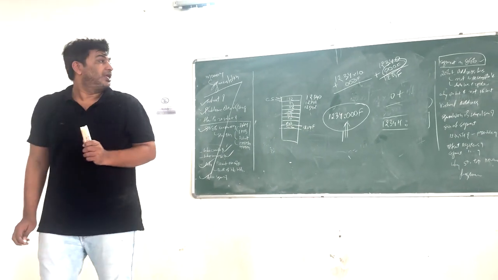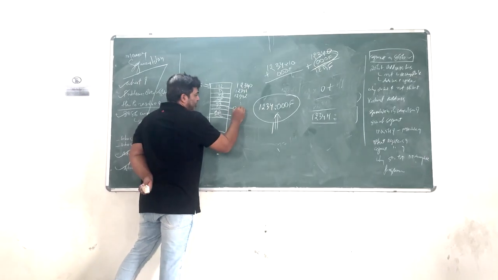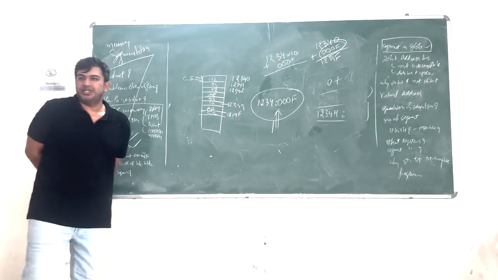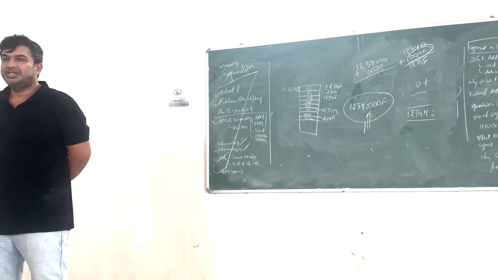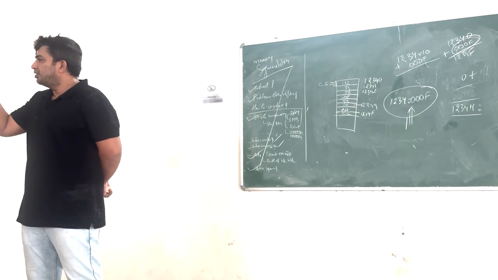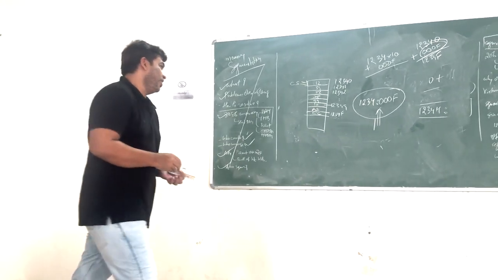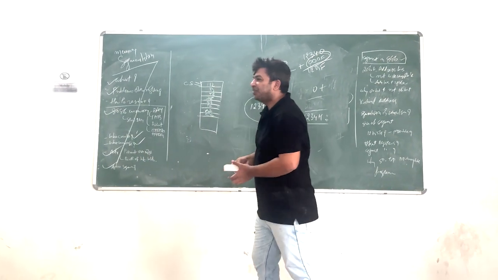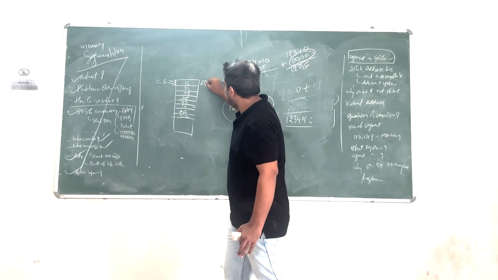Now you tell me, if I want to access 10 which is on location 12349, what will be my virtual address to access this? 1234 colon 0009. Understand? Very good.